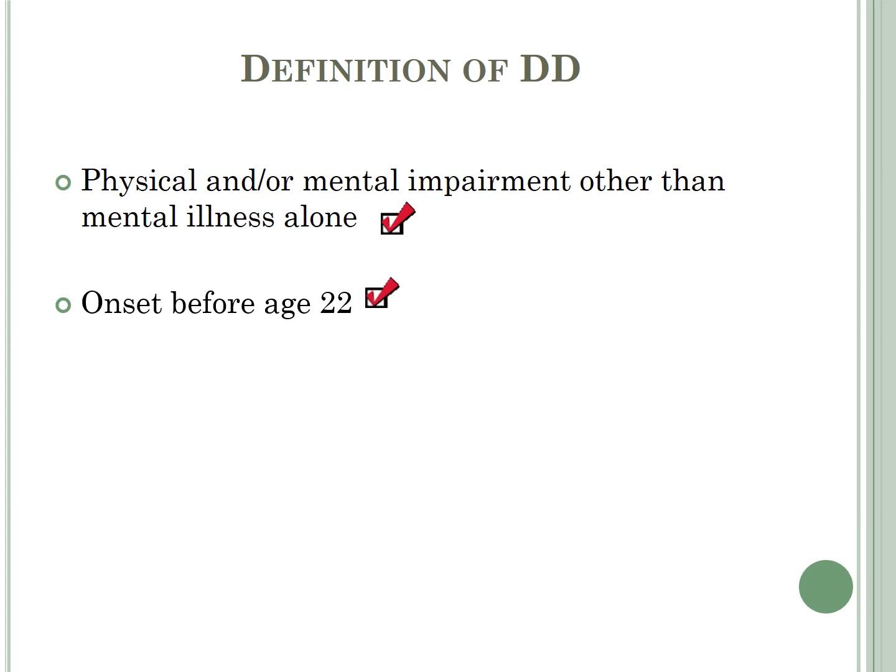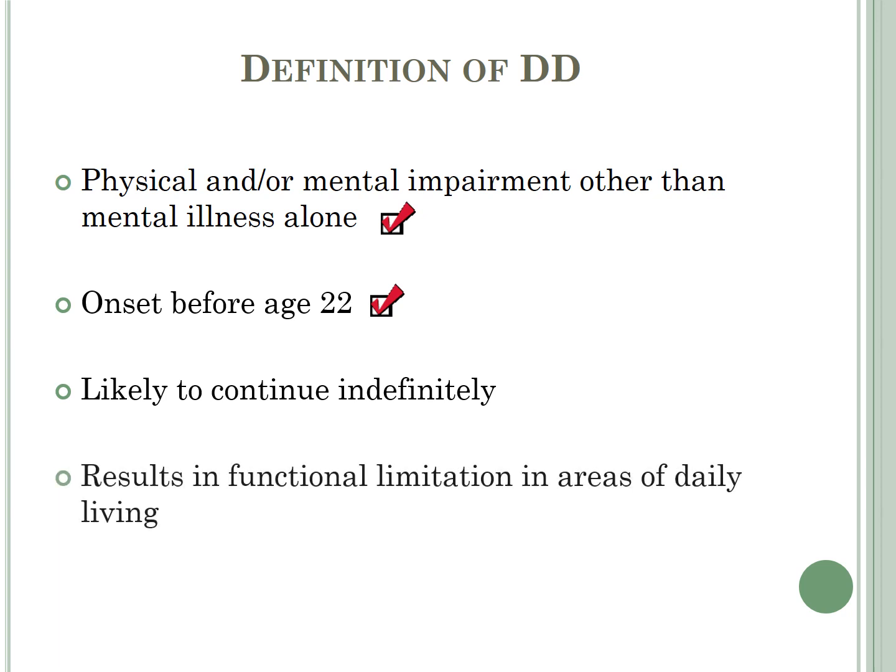The second qualifier for a developmental disability is that it has to have occurred before the age of 22. That's considered the developmental period in a human being's life. The disability has to be likely to continue indefinitely. And then it also has to result in a functional limitation in areas of daily living. And we'll talk about what those areas are in just a little bit.